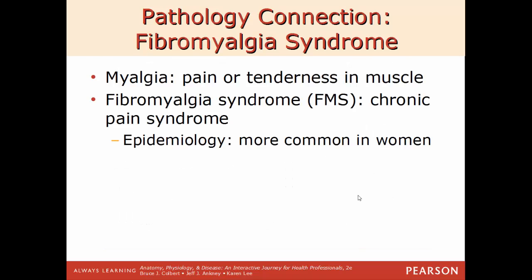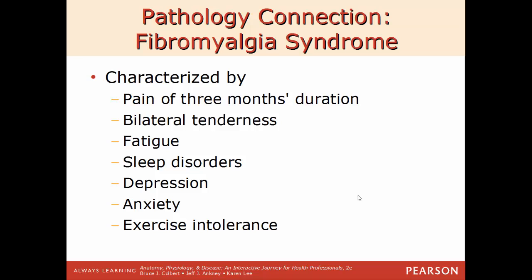All right, now we'll talk about another pathology connection, fibromyalgia syndrome. Myalgia, that suffix means pain or tenderness in the muscle. So when you have FMS, fibromyalgia syndrome, this is a very chronic pain syndrome. And it's something that is found more commonly in women. Some characteristics of fibromyalgia syndrome: you have pain for 3 months duration or longer. Pain doesn't go away, it's always there for a fairly long amount of time. You have bilateral tenderness, so that means there's tenderness on both sides of the body, not just one.